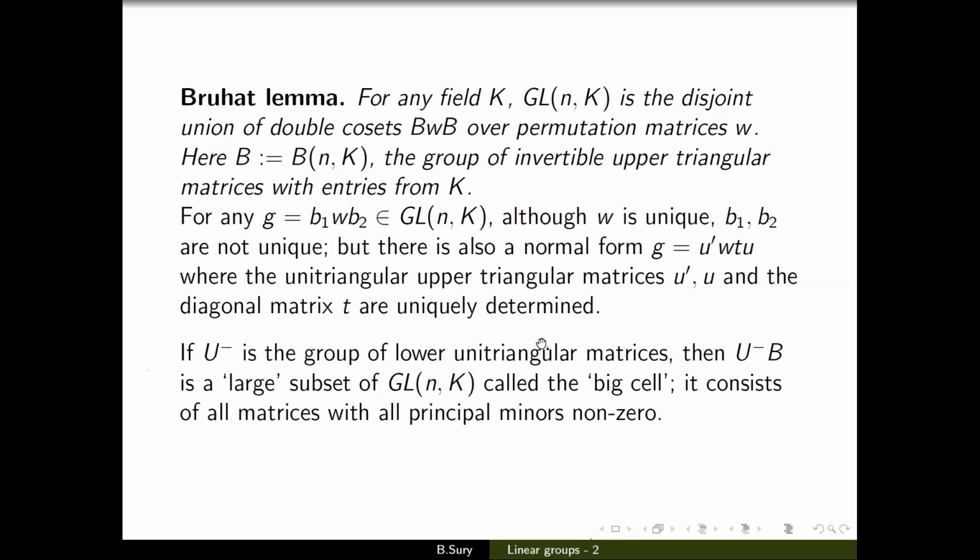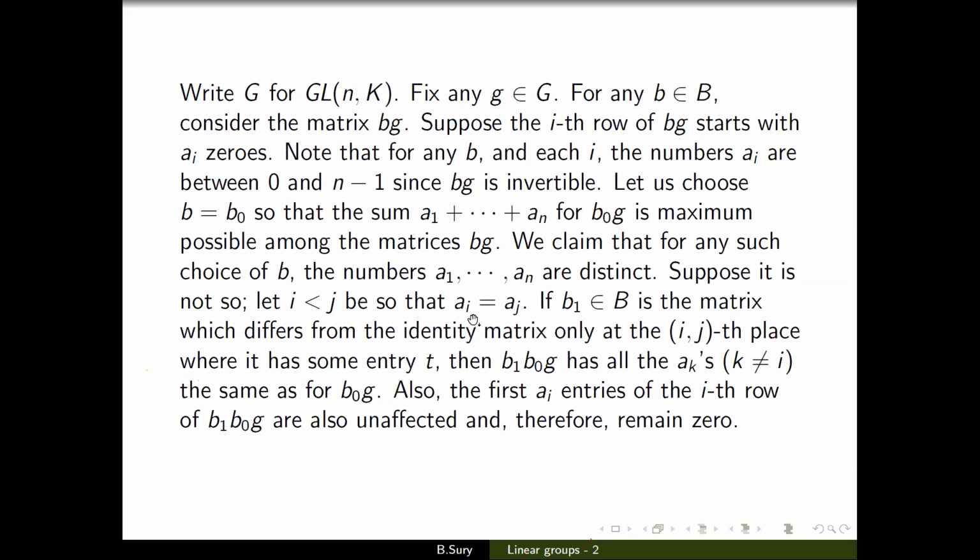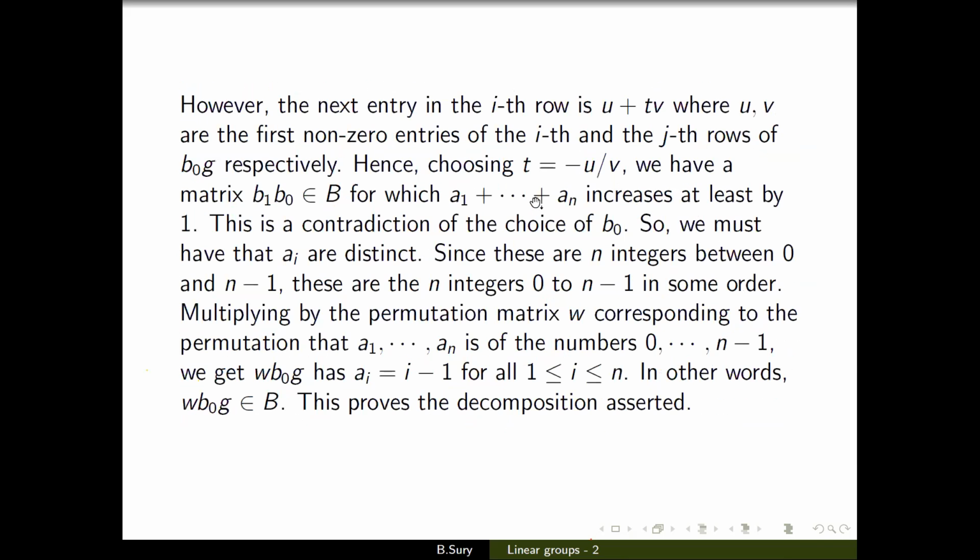Why is this permutation unique? That is easy, but anyway, I explained why, how you made it maximal. If they are the same, then you can increase ai by one without affecting the others. I'll give you the correct choice here: the ijth entry, you take minus u by v. If the ith row is this thing, then you can do this.